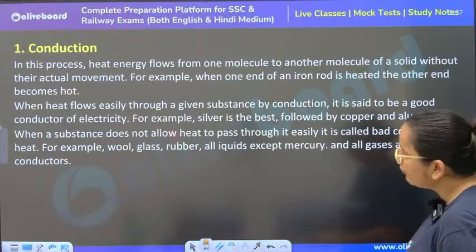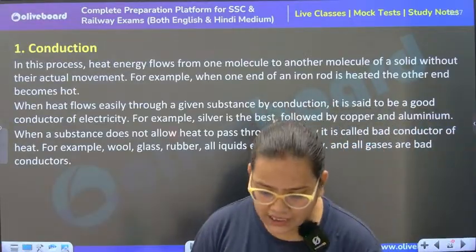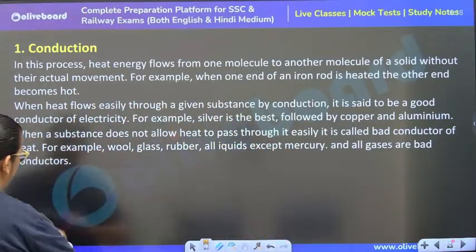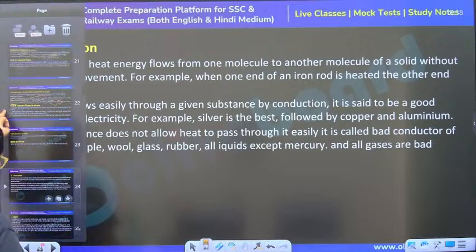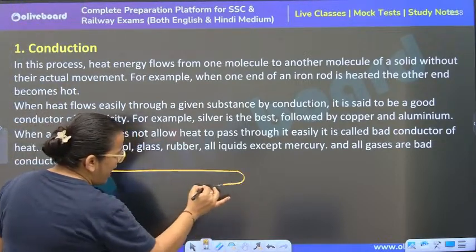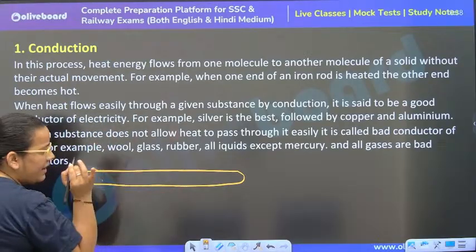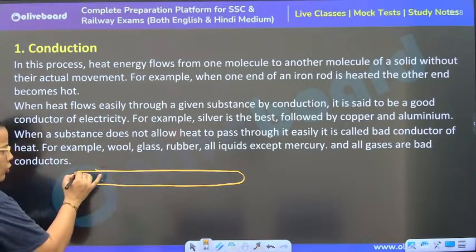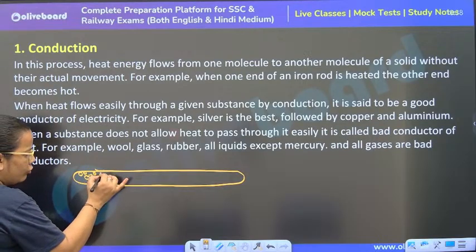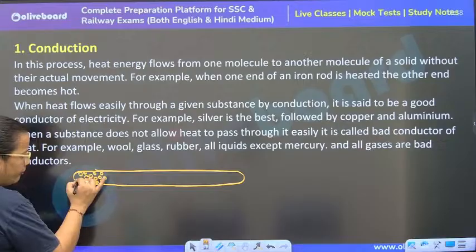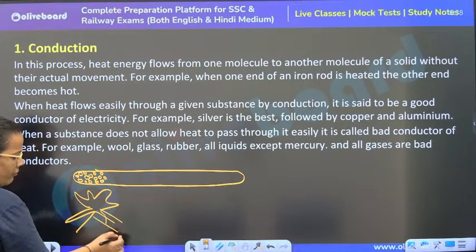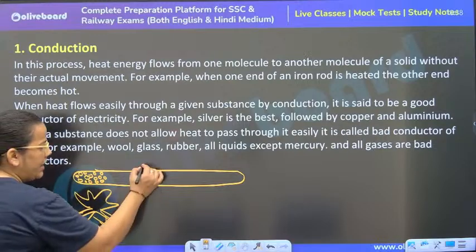First of all, the conduction part. What is conduction? For example, we have one iron rod. As we know, this iron rod consists of small molecules or particles or atoms. We start heating it, we give heat to this particular iron rod.